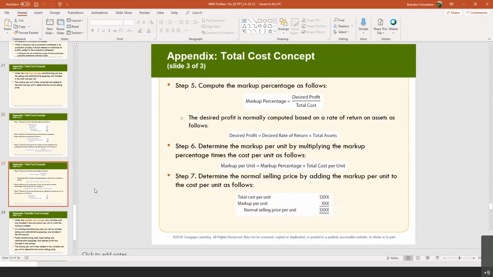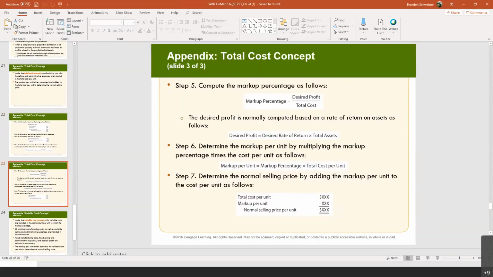The next thing you do is figure out your markup percentage by taking your desired profit, how much money you want to make, divide that by your total cost. That'll be your markup percentage. Of course, to figure out your desired profit, before you can divide it by your total cost, you take your desired rate of return, you multiply that by your total assets. That'll get you your desired profit. And then you divide that by your total cost.